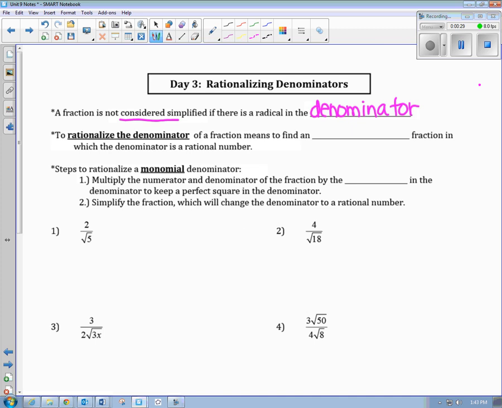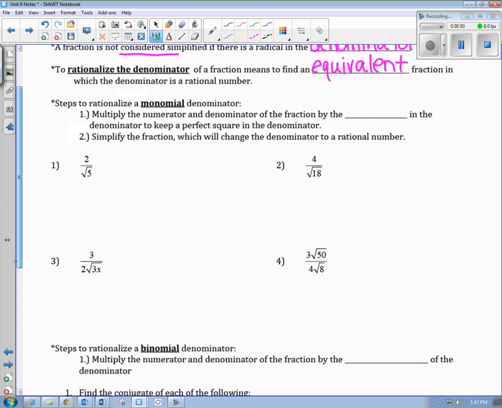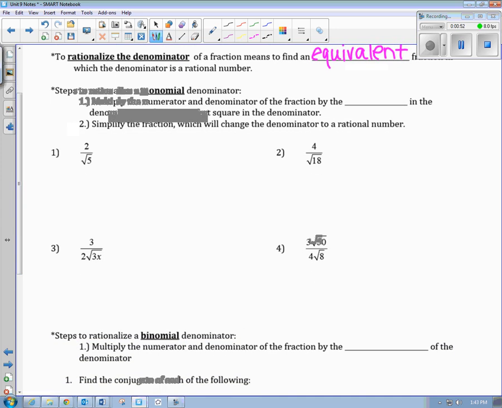If we are going to rationalize the denominator of a fraction, what that means is that we are going to find an equivalent fraction in which the denominator has a rational number in it. If we are rationalizing denominators, one of the things that we want to make sure that we're conscious of is whether or not our denominator is a monomial or a binomial.